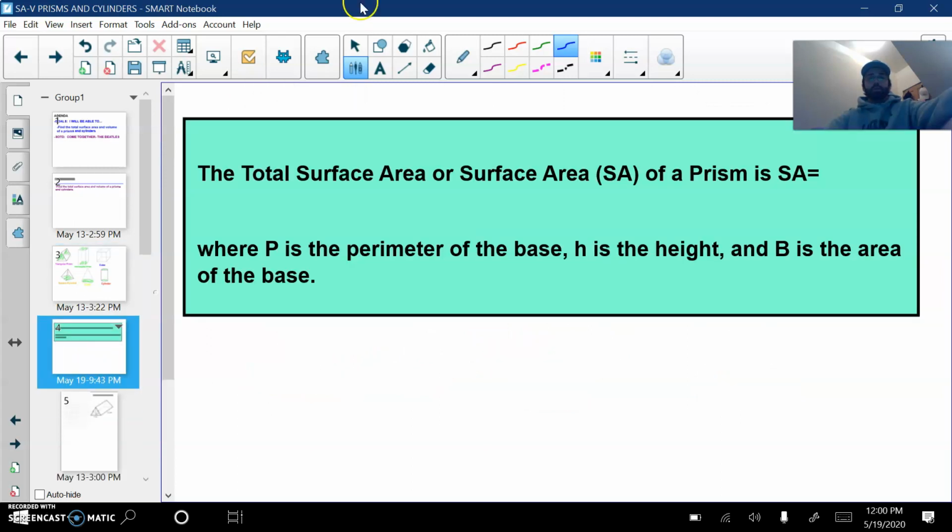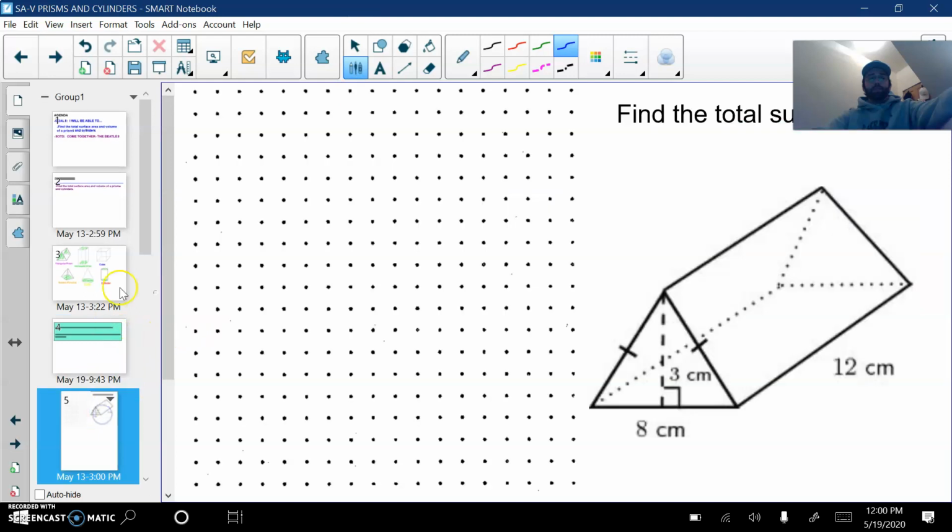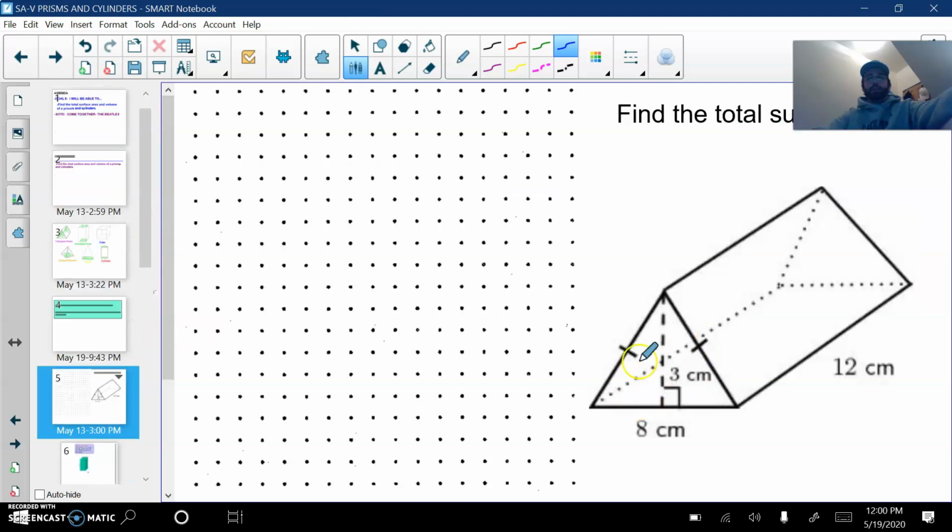All right, total surface area. If I want to think about the total surface area of a prism, what I can do is unpack every single face of the prism. So if I think about a box of Kleenex here, to find the total surface area, I could find the area of every single face of my box, unpack it and add that together. That's a possible way.